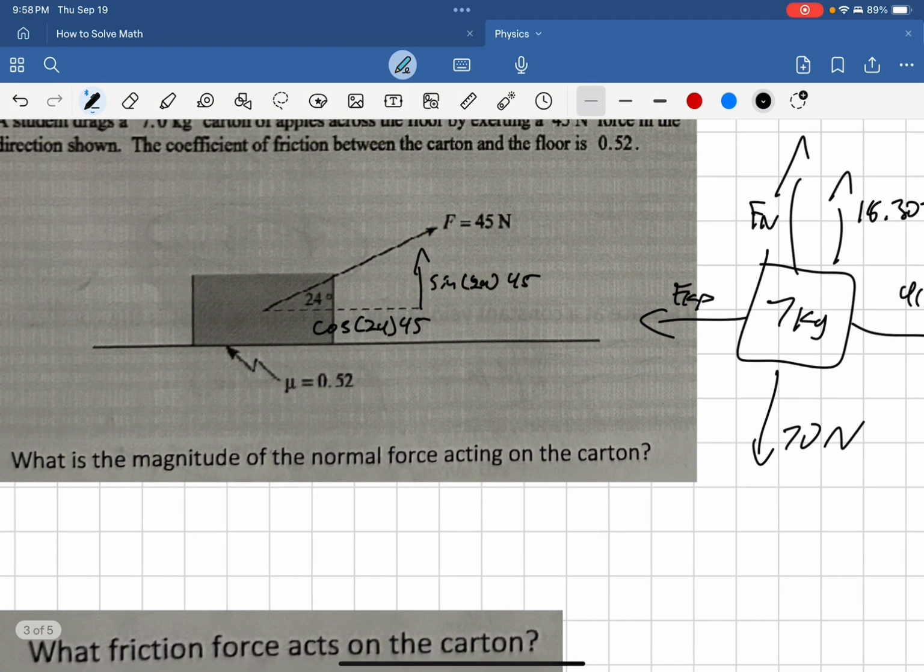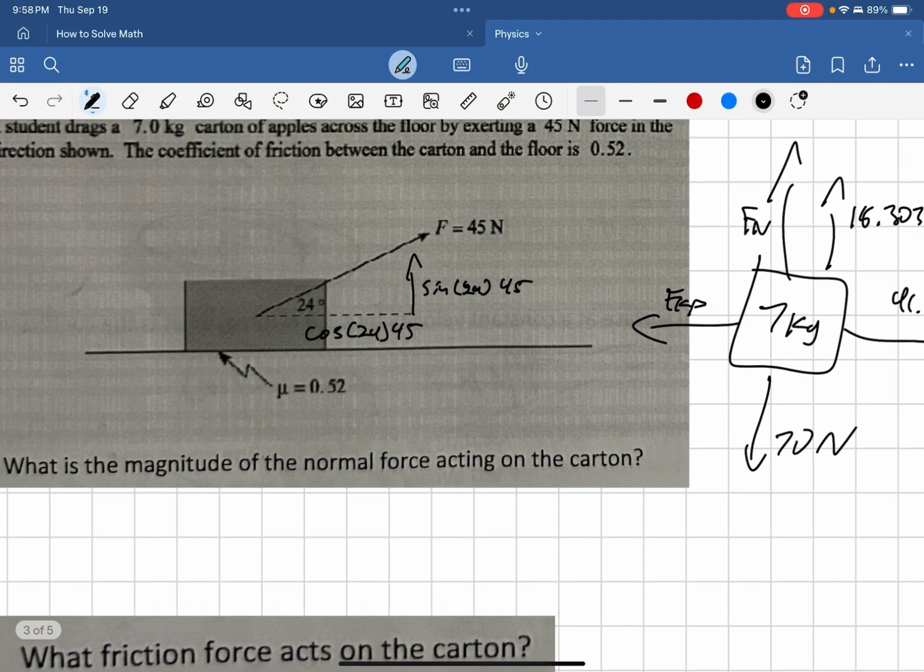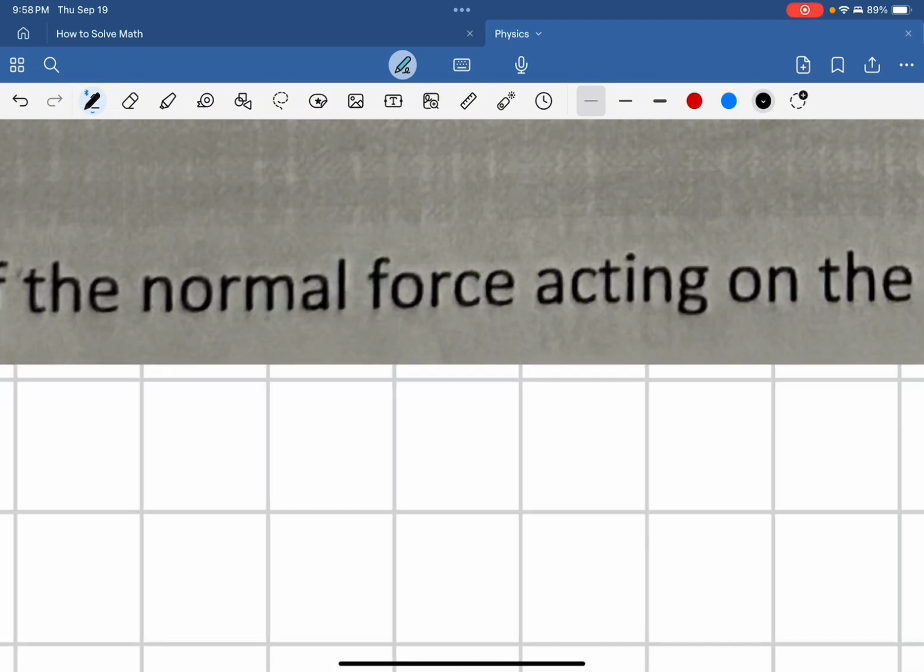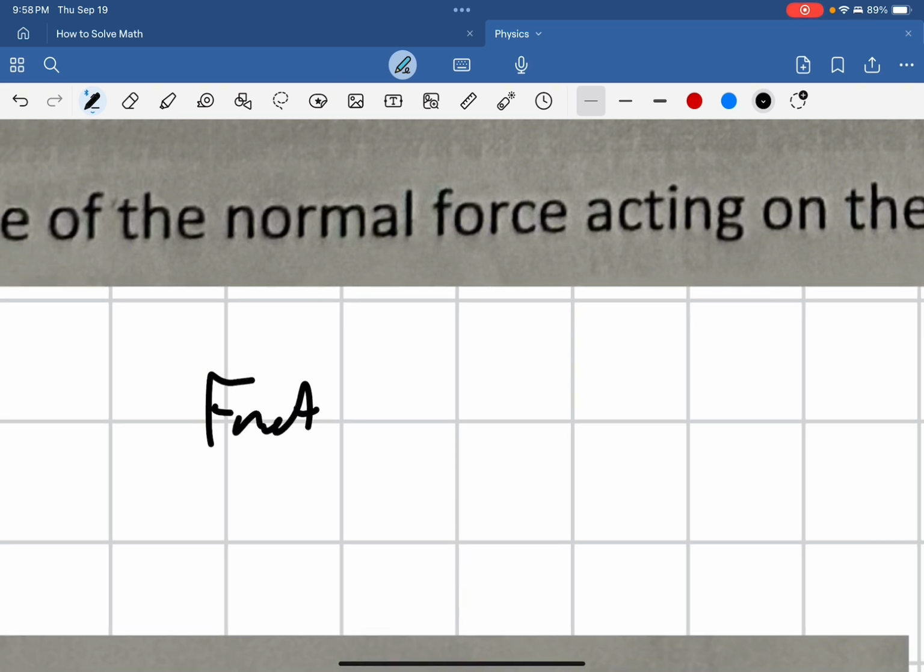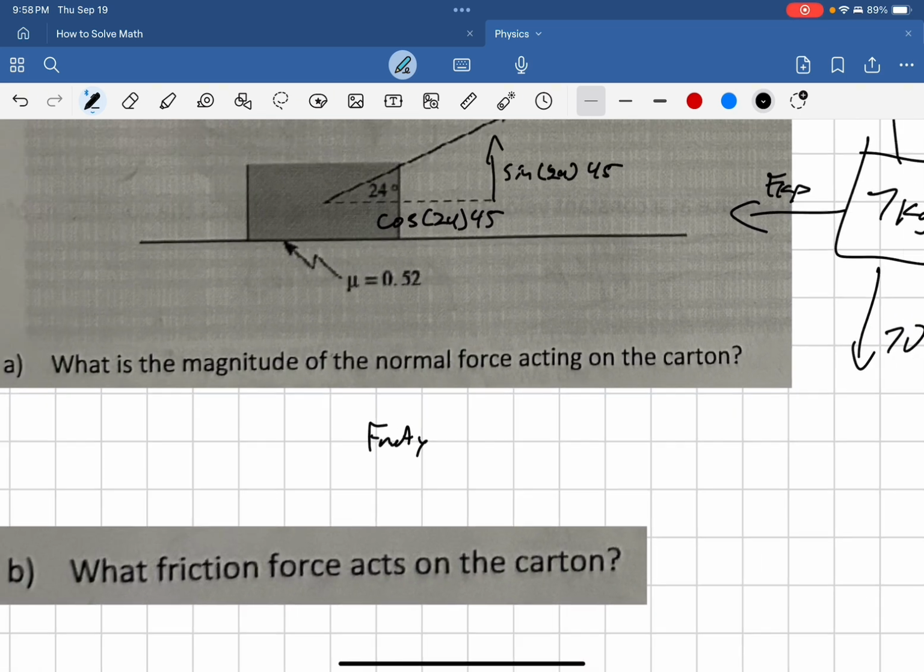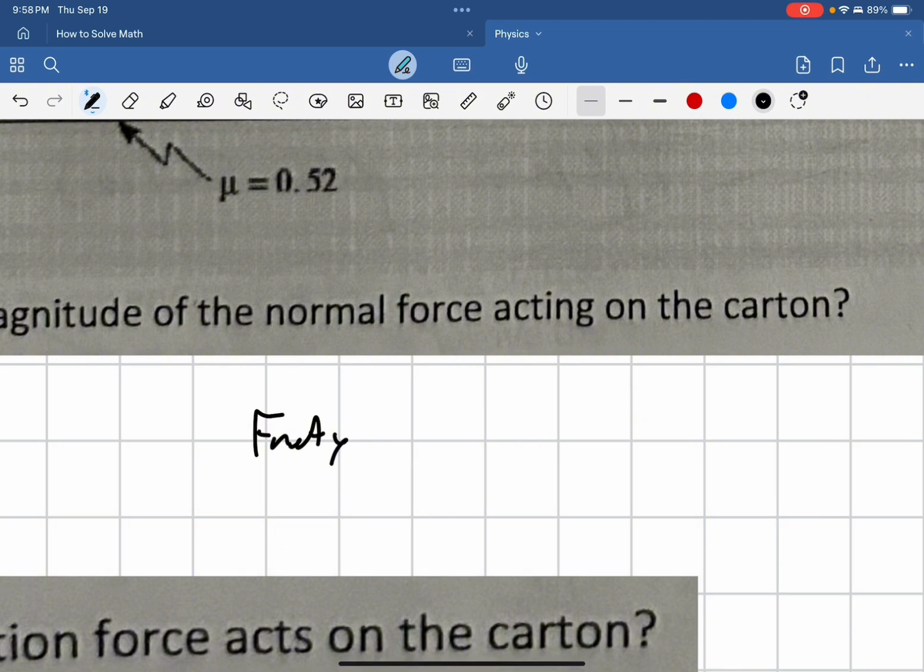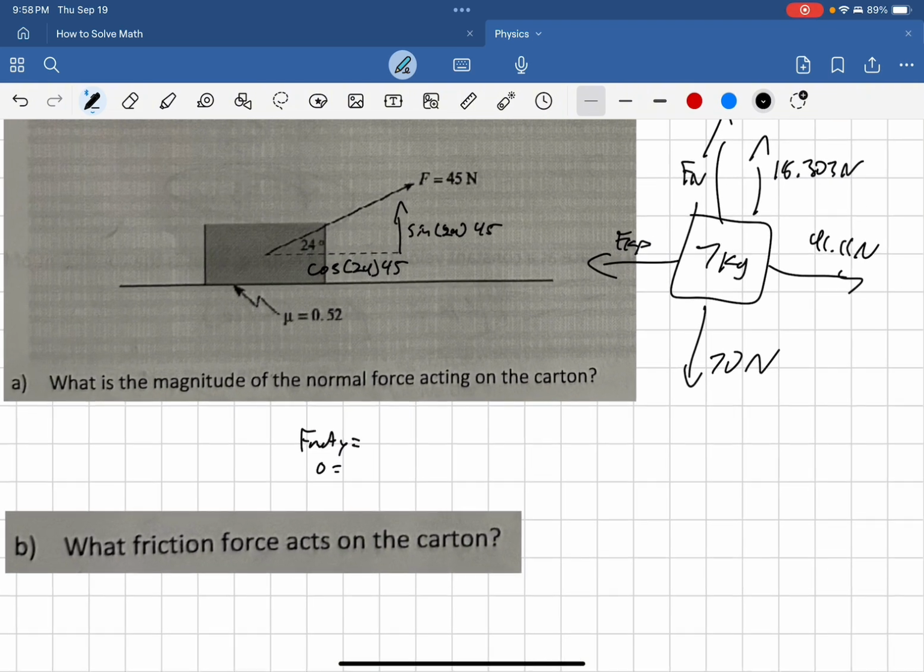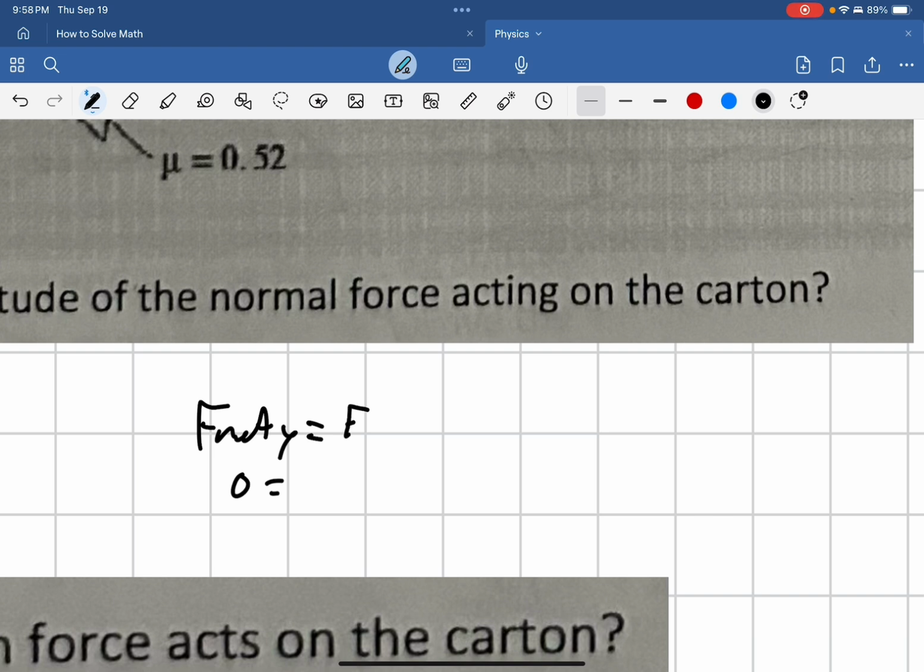What is the magnitude of the normal force acting on the carton? So all I really have to do is know that F net of Y is going to be 0 because it's not moving up or down. So 0, and then we're going to remember that it's going to be F of N plus 18.303, right? It was 303, right? Yup.